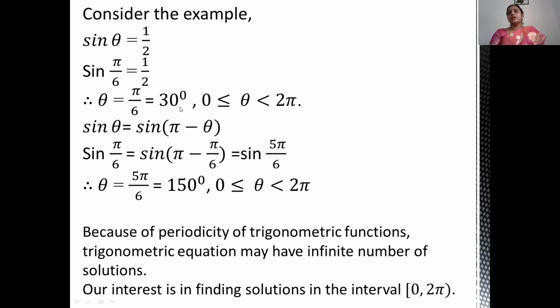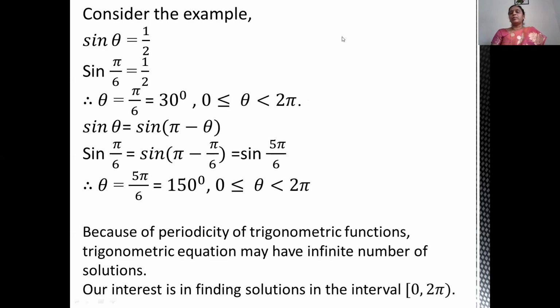See here, this 30 degree lies between 0 to 2 pi. I have written here that 150 degree lies between 0 to 2 pi. Here, in the first session, our interest is only to find the solutions in the interval 0 to 2 pi.